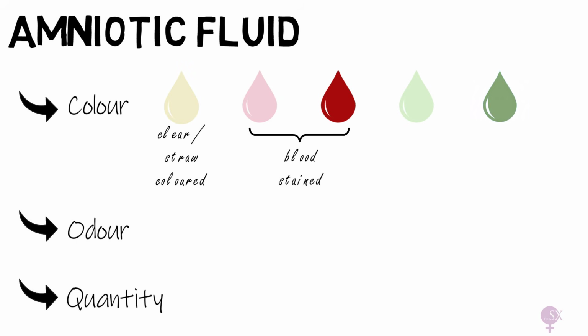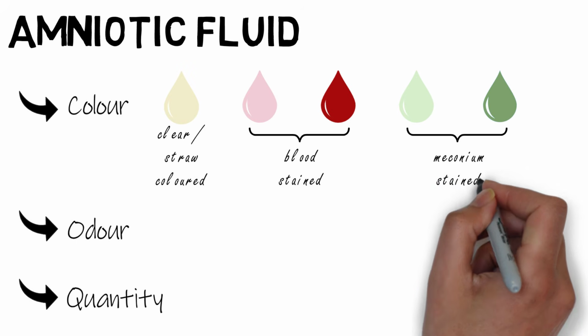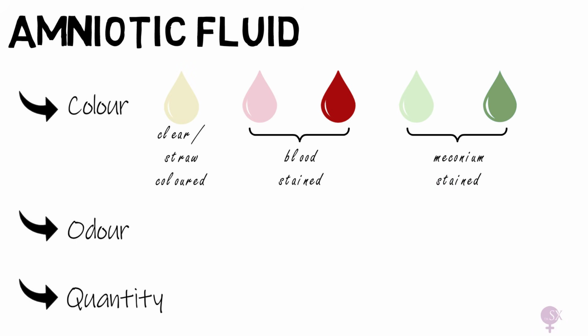Or is it meconium-stained, with light meconium or thick pea-coloured amniotic fluid, which is a greenish colour? This can be a sign of fetal distress. What about the odour? Is it foul-smelling, which can mean chorioamnionitis? And what was the volume of amniotic fluid seen?